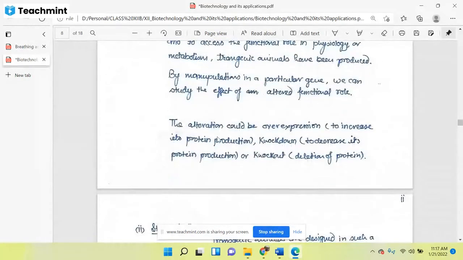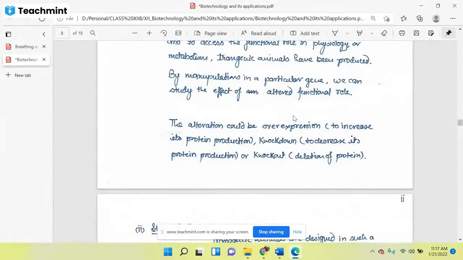Okay, the alteration could be overexpression. Means when we are increasing the expression of that particular gene as compared to normal, it is called overexpression. If we overexpress this gene, then we can see its role and the behavior of that gene as compared to normal. Or we are doing a knockdown experiment. Knockdown means downregulating the gene. As compared to normal, if we are suppressing the expression of that gene, then again by this altered expression we can see the behavior of that gene in that transgenic animal.